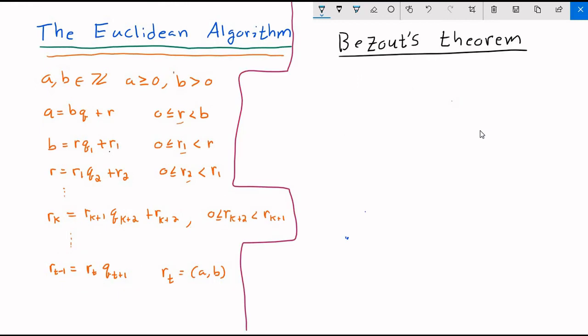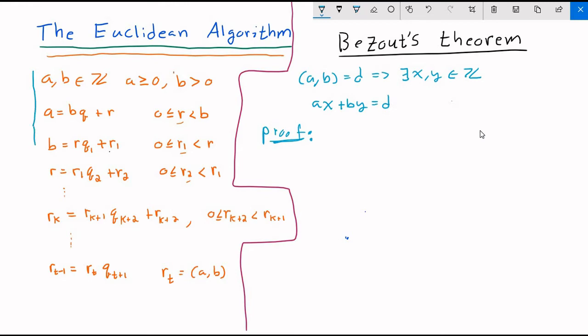As a consequence of the Euclidean algorithm, we can also get this result, which is sometimes known as Bezout's theorem. And what this says is that if we have two integers a and b whose GCD is d, then there exists some other pair of integers, x and y, such that I can write d as ax plus by. So the proof of this relies on the Euclidean algorithm.